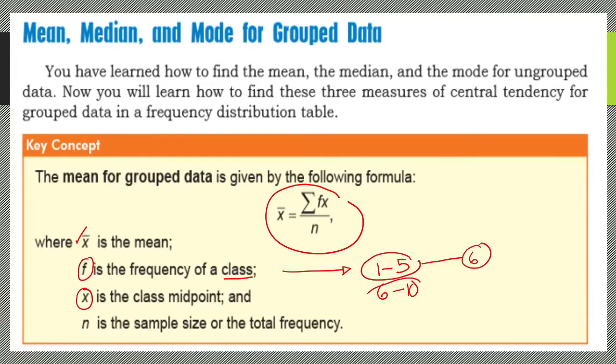And another one, what about who got a score of 6 to 10? For example, there are 12 students. So we don't know which student got 6, 7, 8, 9, and 10. But we only know that there are 12 students who got a score of 6 to 10. So that's what you call the frequency of the class. These are classes. Okay? X is the class midpoint. N is the sample size, or the total frequency. So let's begin with our first example.